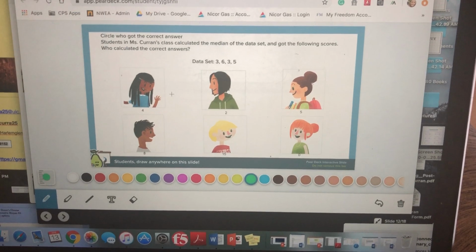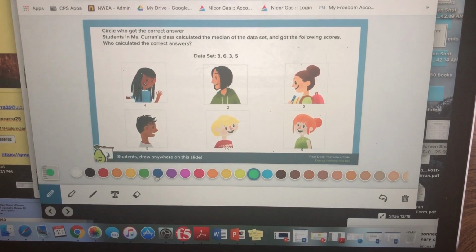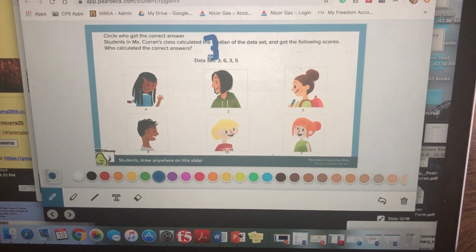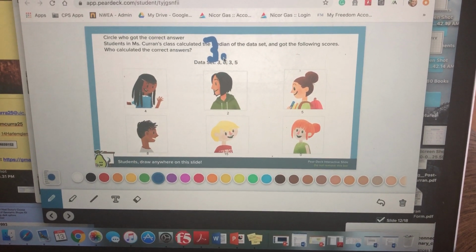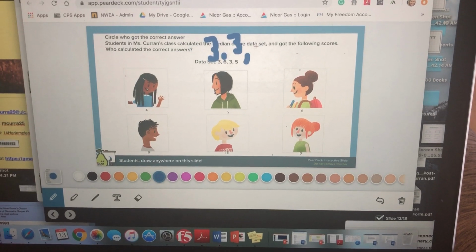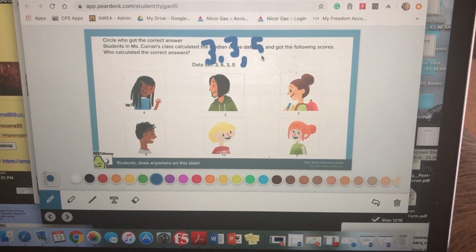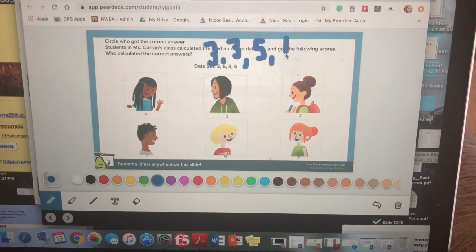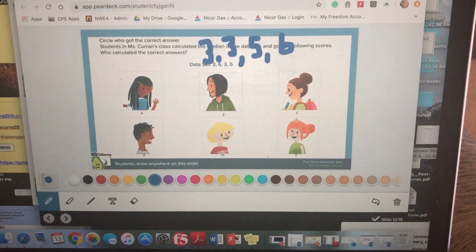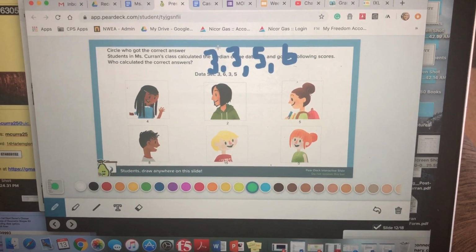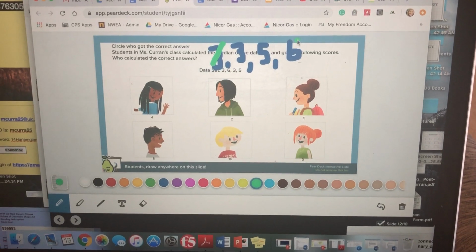Alright, once again we're given a different data set. So we first need to put them in order. 3, 3, 5, and 6. Okay, we then have to cross off to find the middle number. Cross off at each end.